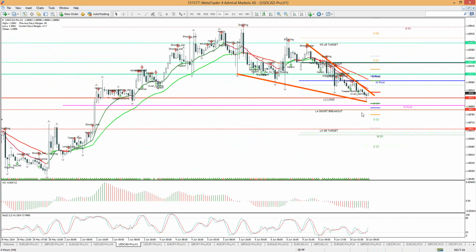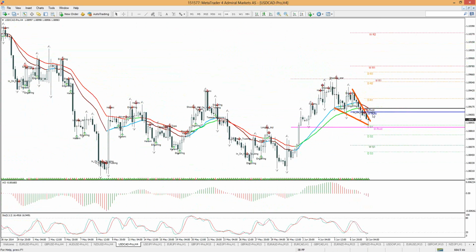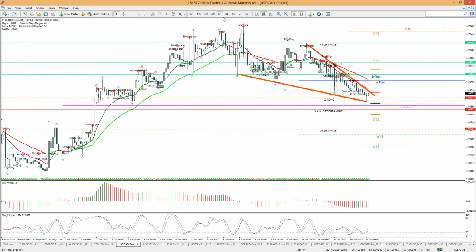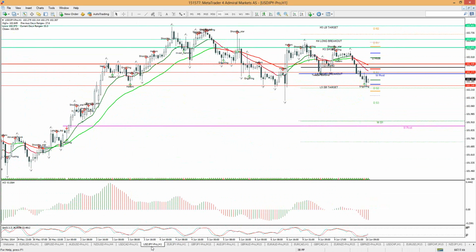So maybe this dollar can get some strength against the CAD. But if you look at the pivot points, they're all intertwined. They're all very close to each other. There's not really a winner at the moment. So I'd not be interested in the dollar CAD at the moment.